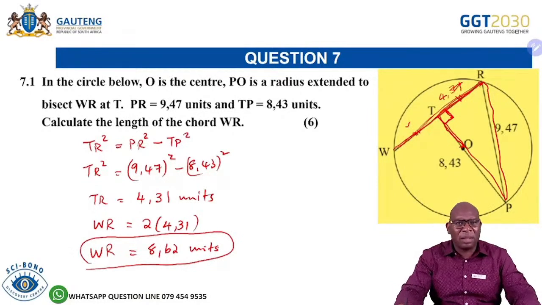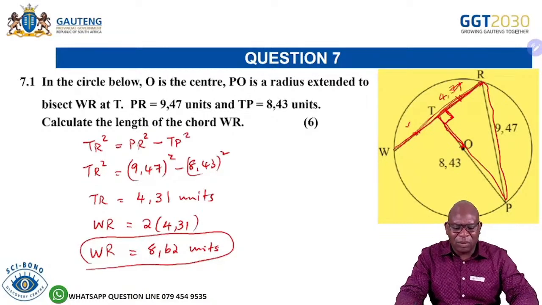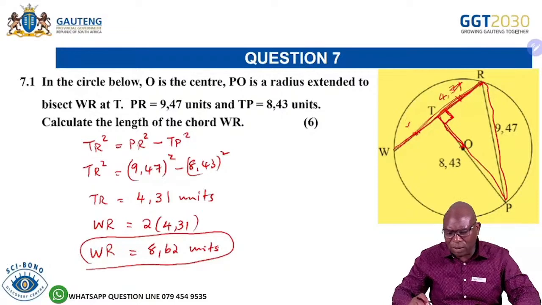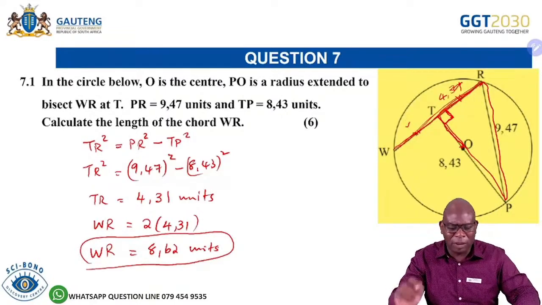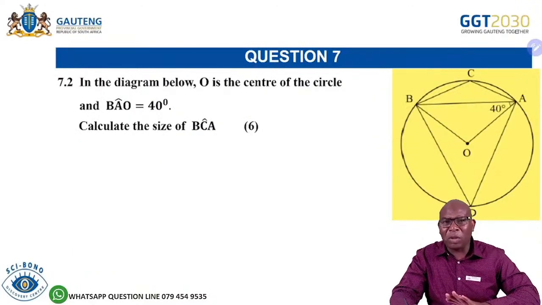So I need how many in Euclidean geometry? 10. I already have 7 or 8. So 6, I'm left with 4 marks. Okay, let me see. Where do I get the 4 marks? This one is 6 again. Let me not look at the question.